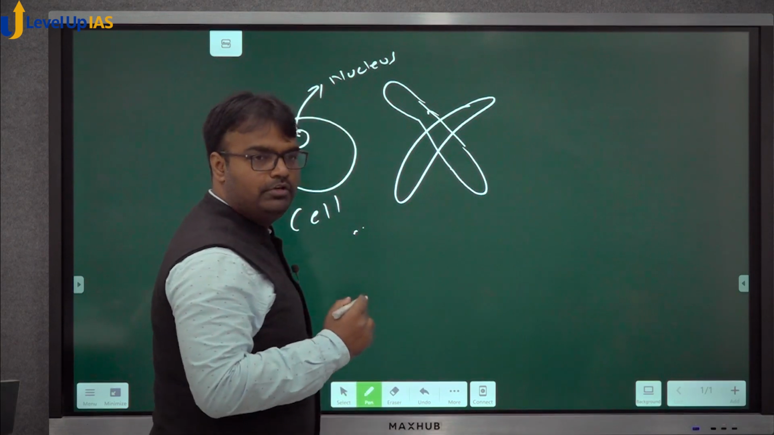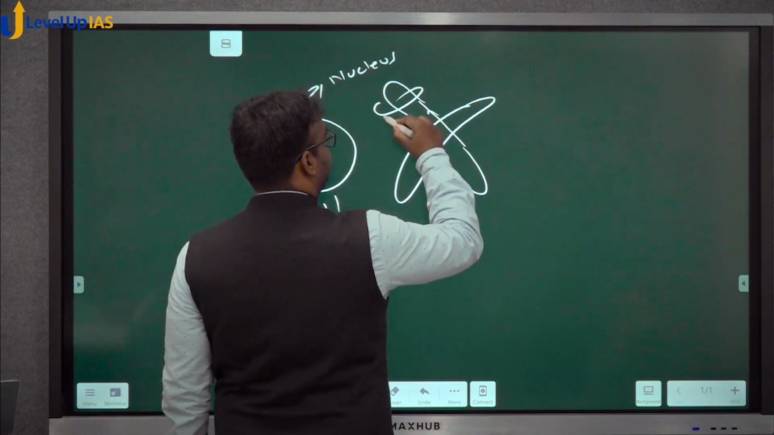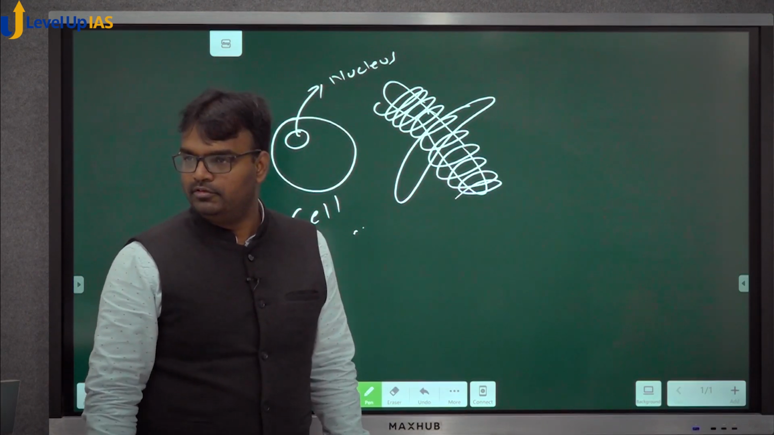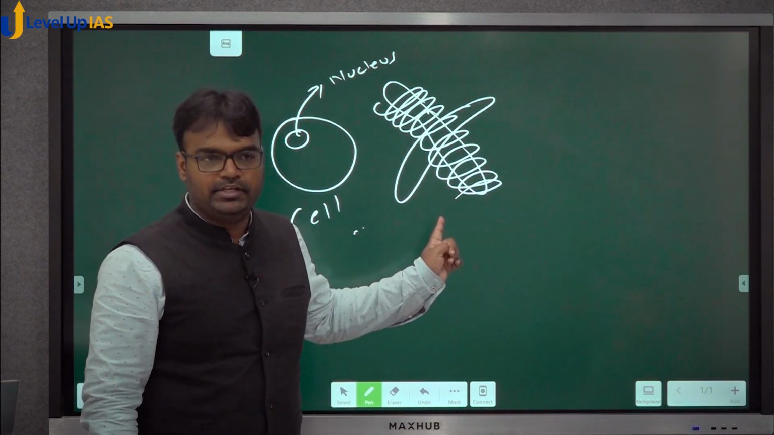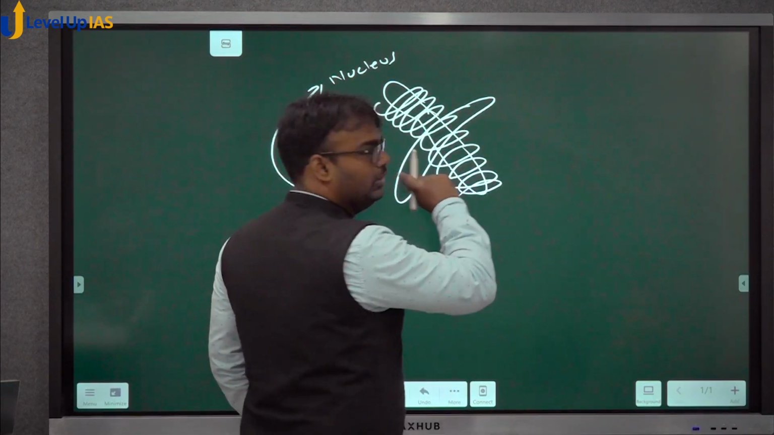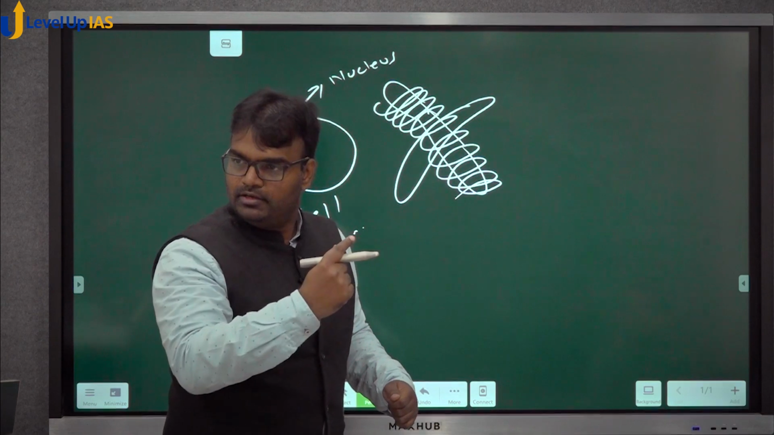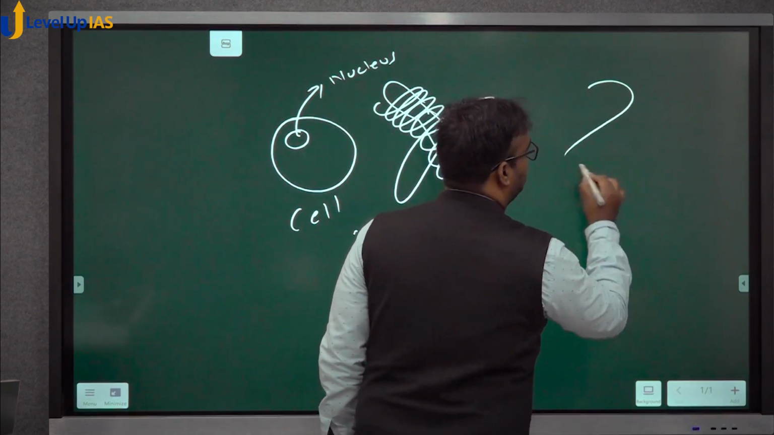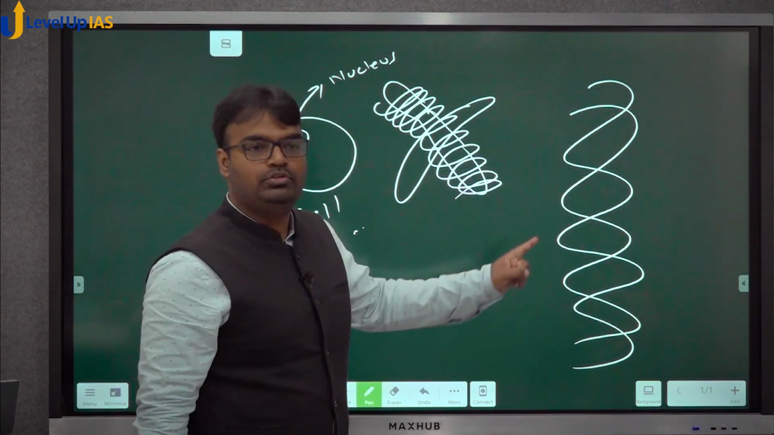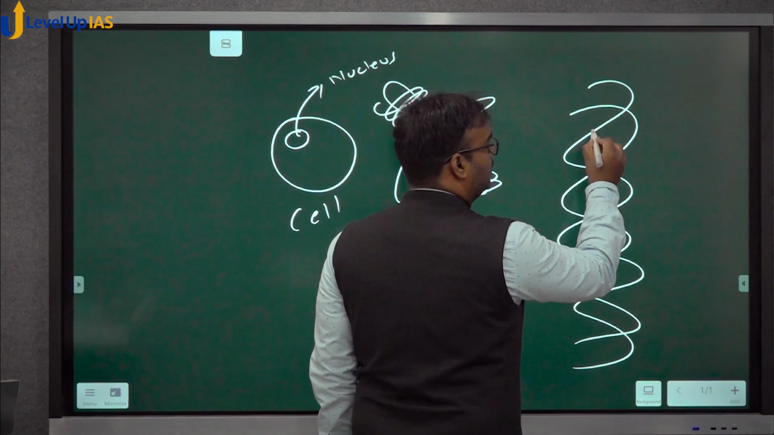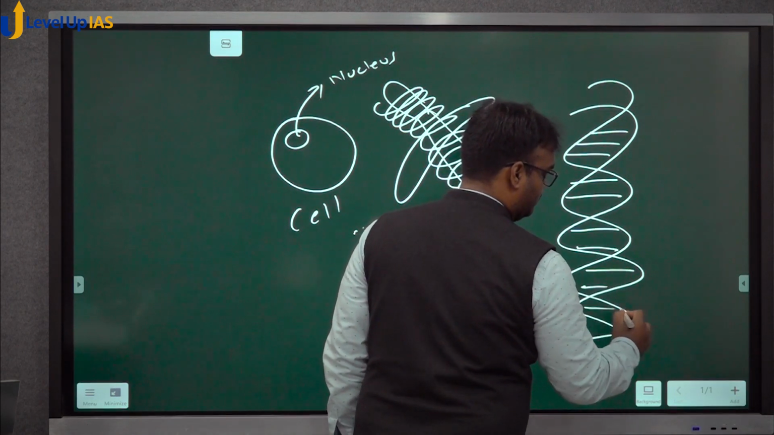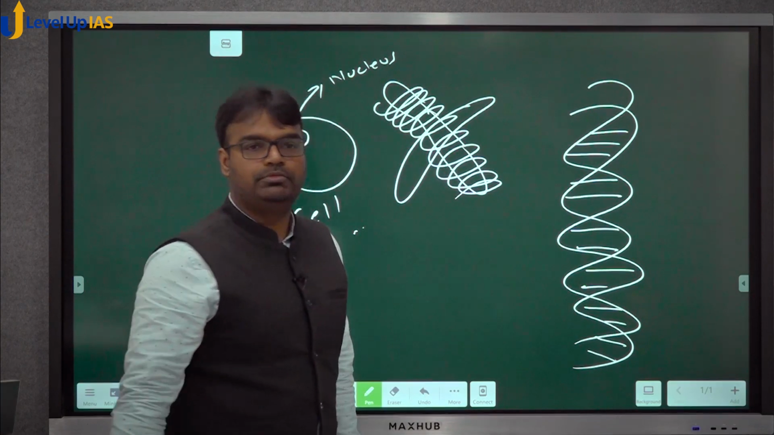On these chromosomes, information is stored in the form of DNA. Like DNA is rolled over it. This is DNA. How does DNA actually look? DNA looks like this, a double helix structure. If you open the DNA which is there, it would look something like this.